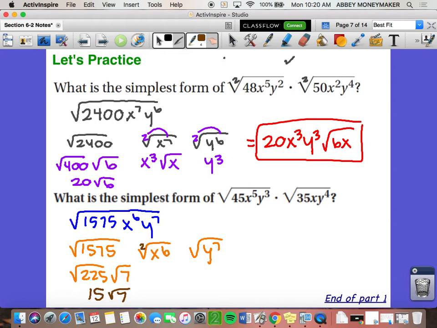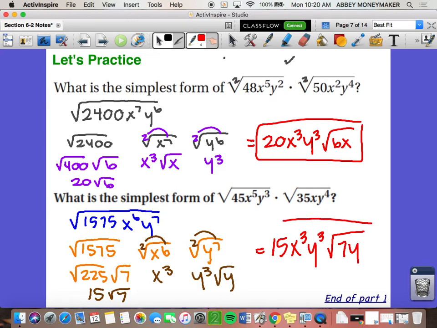And then again, we can simplify the variables here. That gives me x cubed. 2 goes into 7 3 times with 1 left over. So if we're going to write our final simplified answer, we're going to say 15x cubed y cubed times the square root of 7y. So again here, friends, the key is knowing your perfect square factors. If you need to make a list, make the list, okay? Go ahead and make that list.